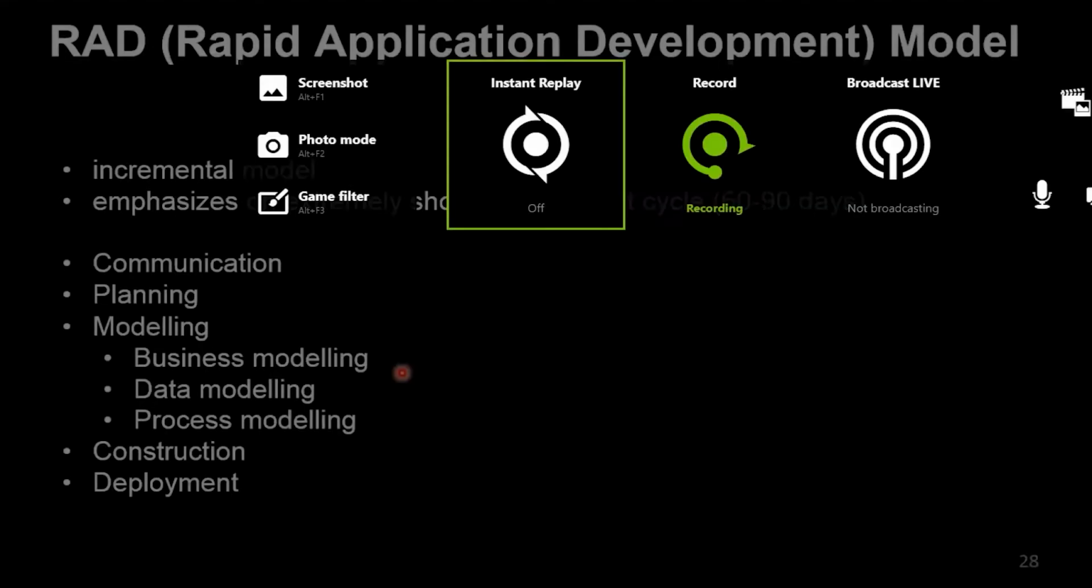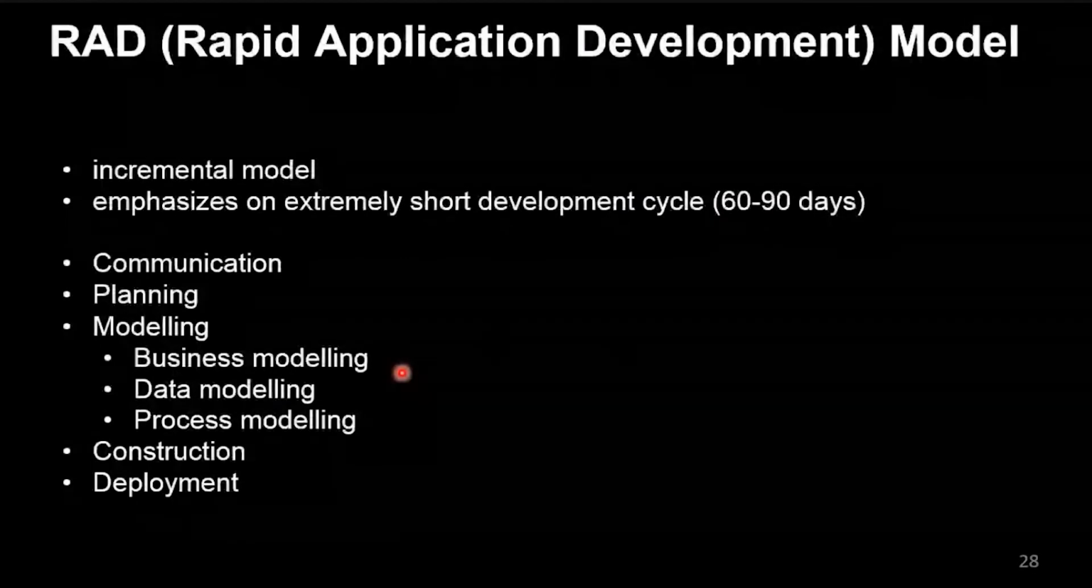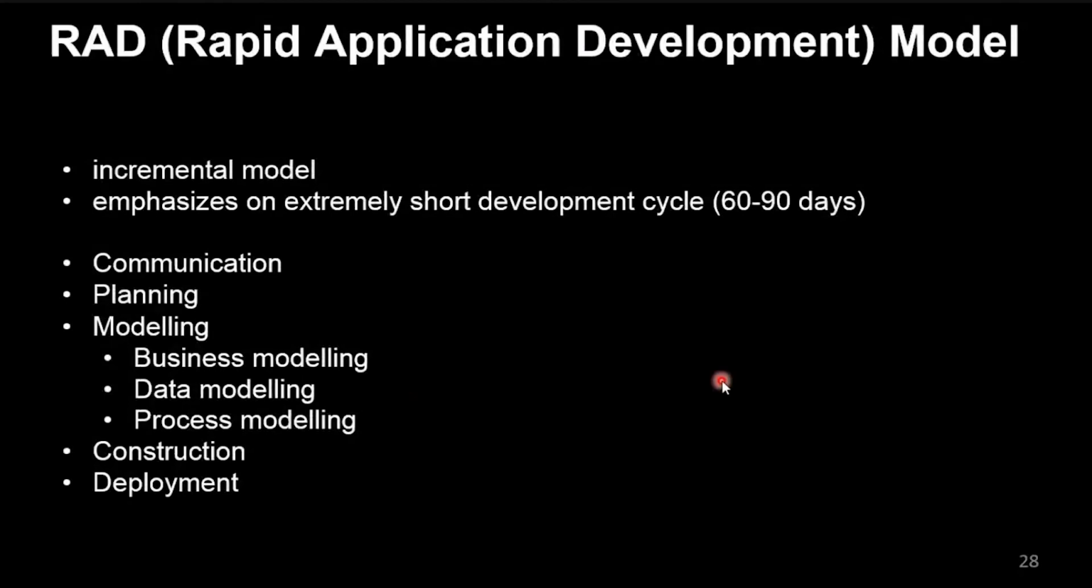Today we'll start with the RAD model, the Rapid Application Development model. Basically, this RAD model is an incremental model that emphasizes an extremely short development cycle. Whenever we are dealing with a short development cycle, it's better that we use this RAD model.